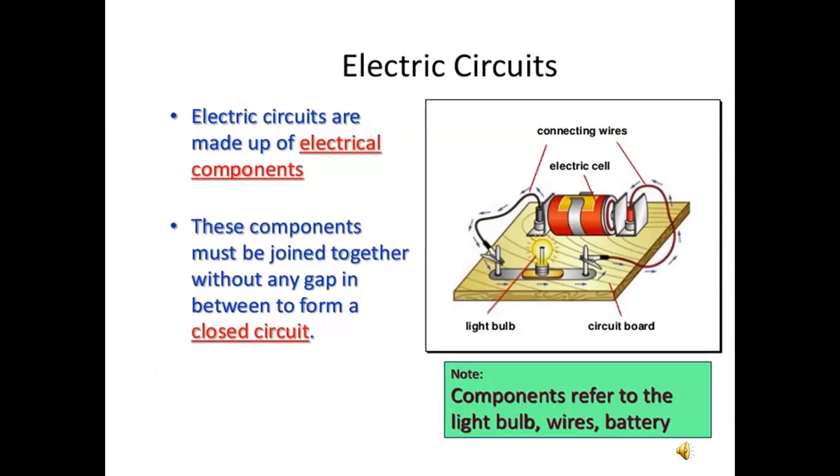Electric circuits. Electric circuits are made up of electrical components. The electrical components are connecting wires, electric cell, light bulb, circuit board. These are the electrical components. These components must be joined together without any gap in between to form a closed circuit, and components refer to the lamp, wires, battery. So these are the electrical components.